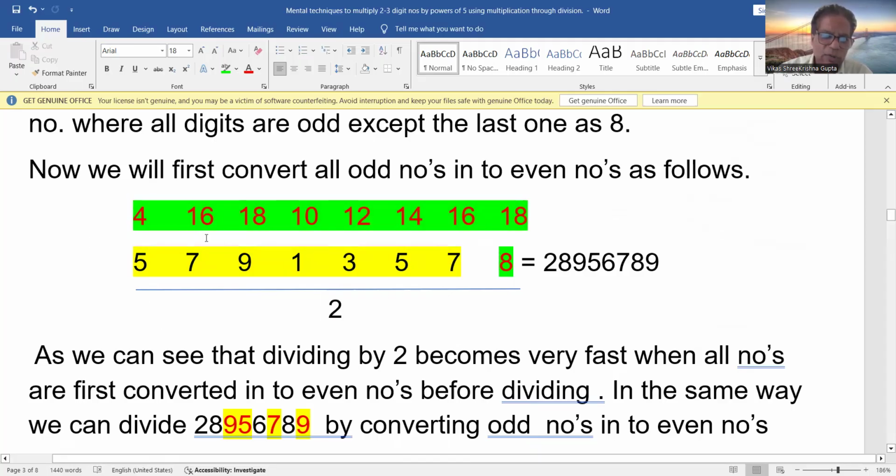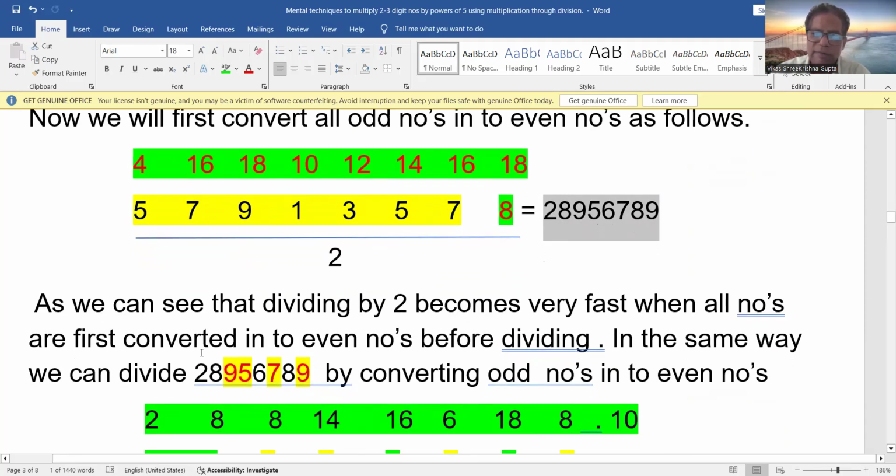Just 4 by 2 is 2, 16 by 2 is 8, 18 by 2 is 9, 10 by 2 is 5, 12 by 2 is 6, 14 by 2 is 7, 16 by 2 is 8, 18 by 2 is 9. So your answer comes very fast, because before division, you have converted all the odd numbers into even numbers.